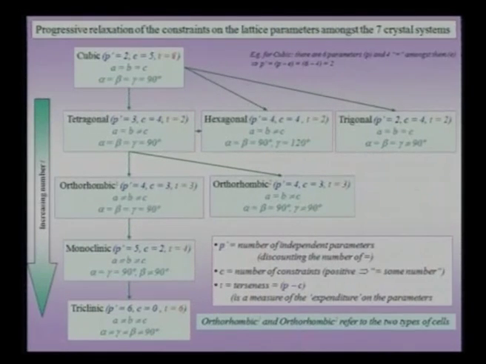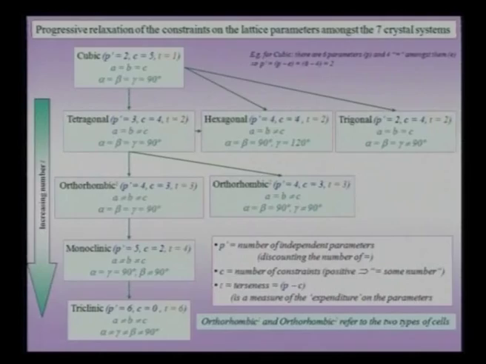That means, if my expenditure on independent parameters is less, then higher is that kind of a unit cell in this hierarchy. So, let me classify them, and let us start with the cubic case, and we saw that we have 5 constraints, 1, 2, 3, 4, 5 equations, and therefore we got a terseness value of 1. For the tetragonal, one of these parameters is not equal, and therefore we have 4 constraints and my terseness value is 2.